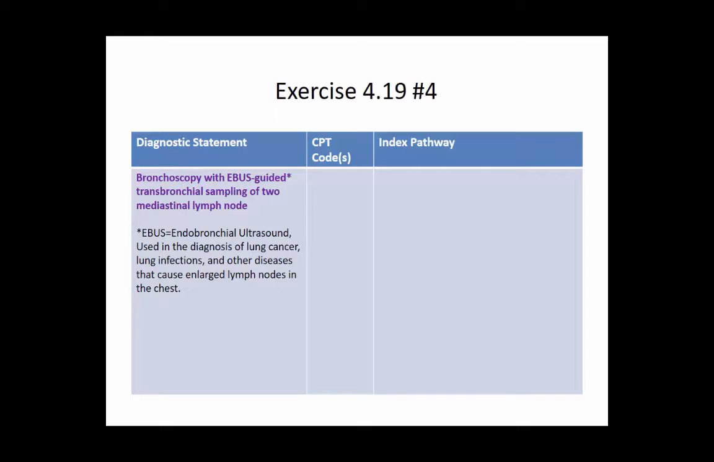Now let's look at a bronchoscopy with an EBUS guided transbronchial sampling of 2 mediastinal lymph nodes. I have everything in the purple font because every word in that is important. An EBUS is an endobronchial ultrasound. It's used to diagnose anything that would cause enlarged lymph nodes in the chest.